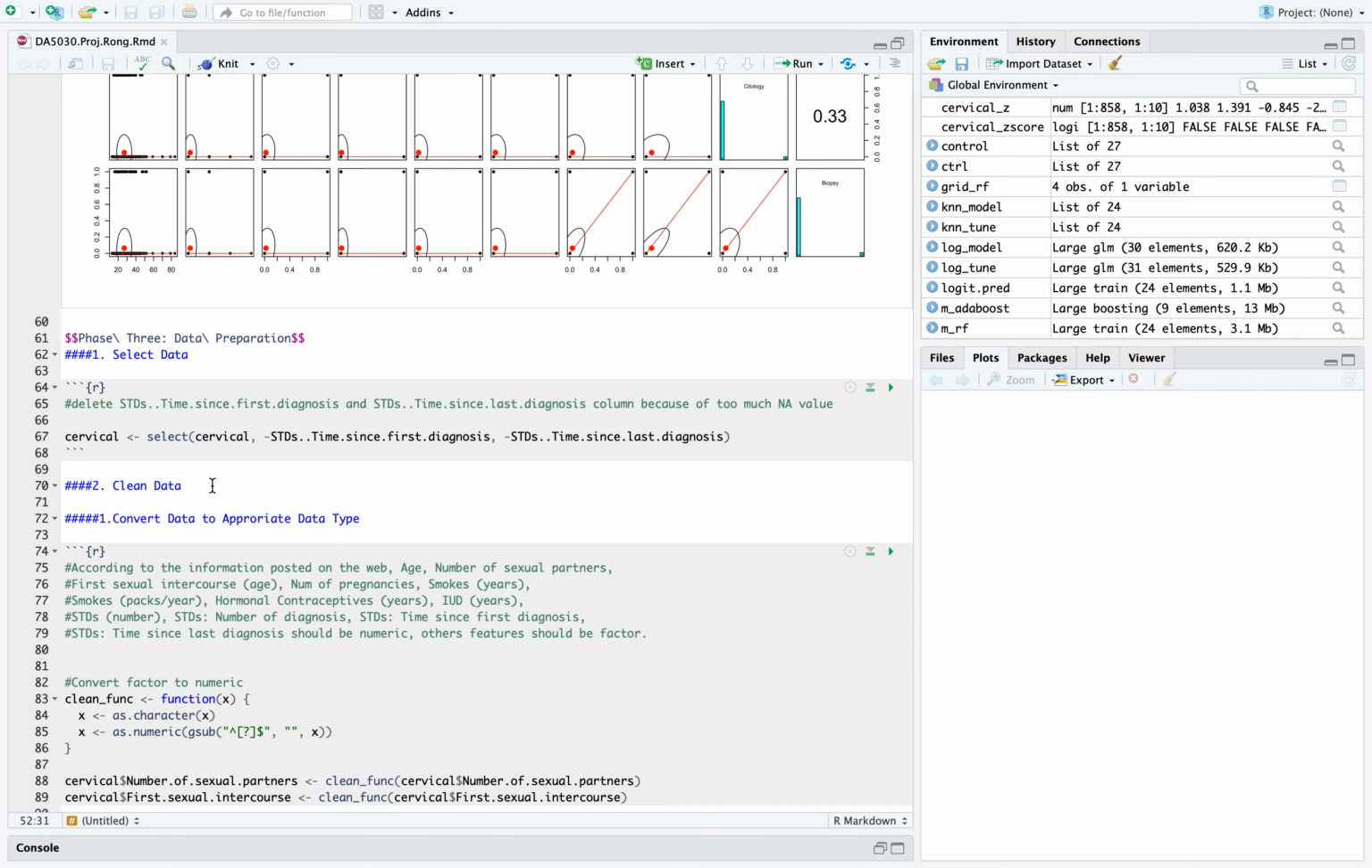In terms of what kind of transformation I did, firstly I selected data. I removed two columns in this step because almost all of their values are missing, so I think they are not very important for this project.